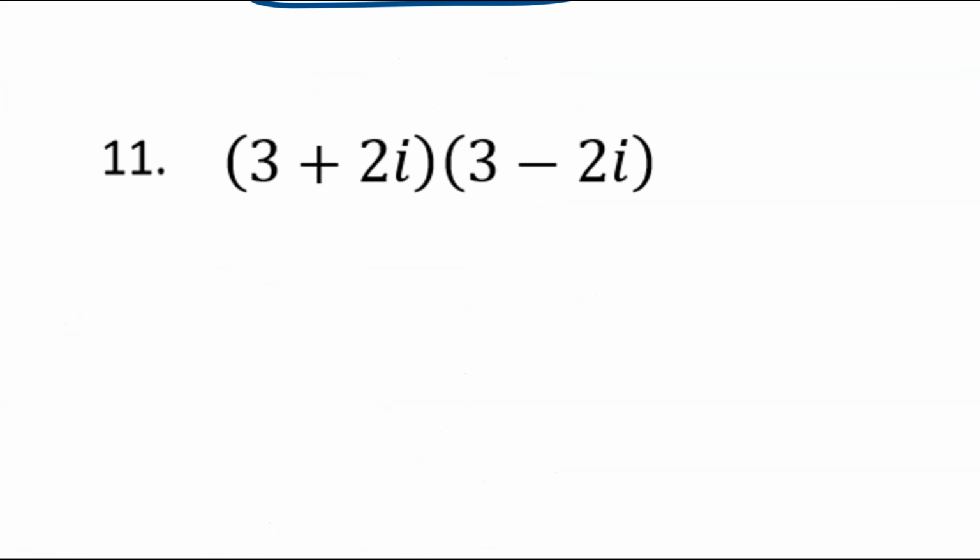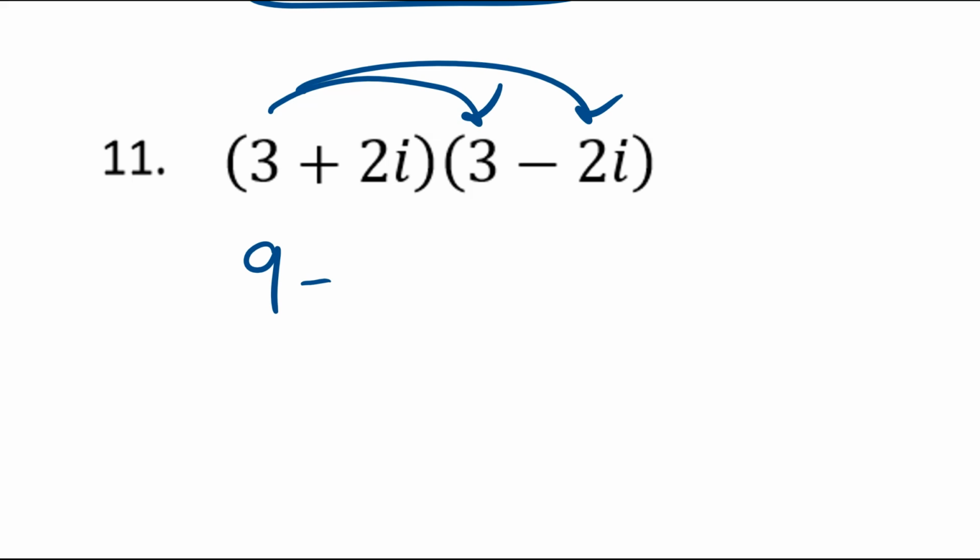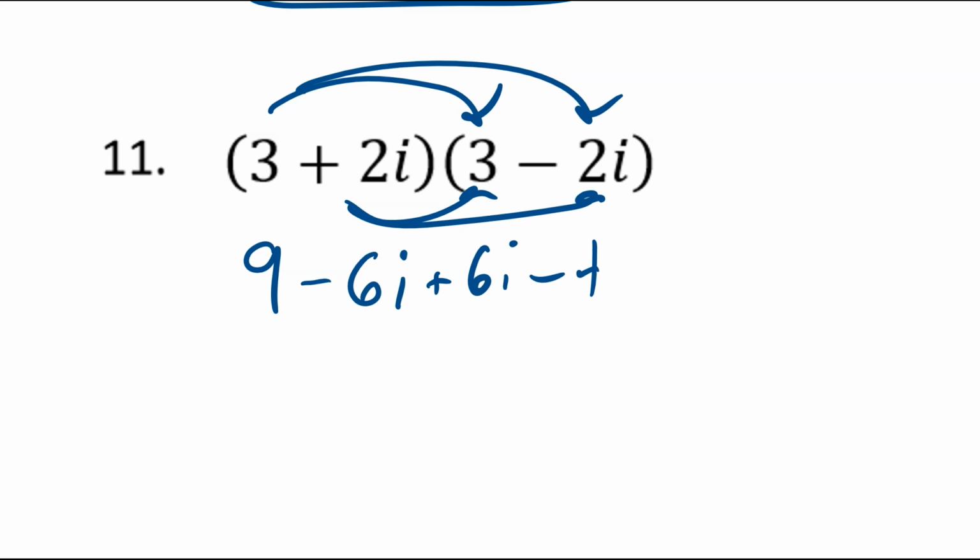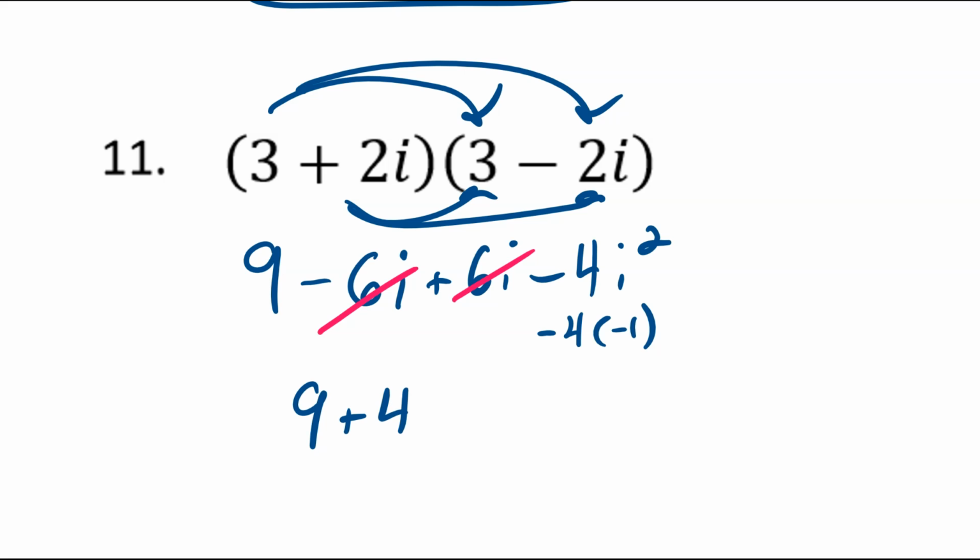For number 11, though, something interesting happens when we do this multiplication. 3 times 3 is 9. 3 times a minus 2i is minus 6i, plus 6i, minus 4i squared. Now you'll notice that when I add negative 6i and positive 6i, it reduces to 0, and all I'm left with is 9. Again, if I simplify that i squared to a minus 1, minus 4 times minus 1 makes a positive 4. And all I'm left with is a real number, 13.